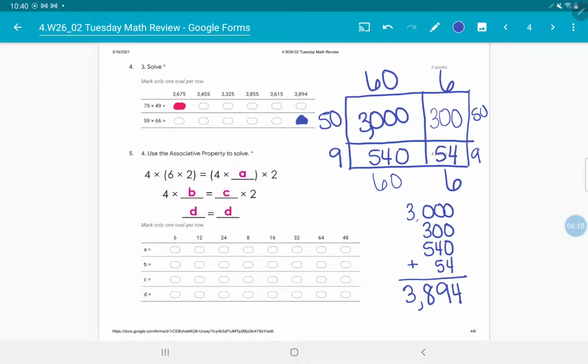Okay, did you have a question? No, I'm saying I know the question. Okay. All right, any questions about area models? No, ma'am. All right.